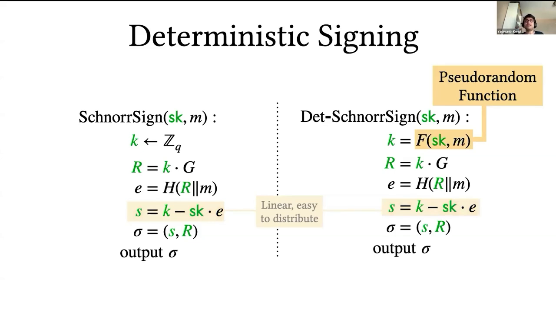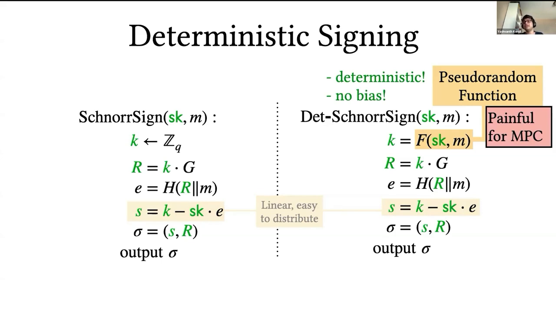And we can use a pseudo-random function instead of sampling it every time. In particular, the pseudo-random function is keyed by some long-term secret key, and it's applied to the message that's being signed to derive this nonce. And this is great. This now means that Schnorr signing is entirely deterministic, and assuming that we use a good PRF, there's going to be no bias in the nonce. That's great, but unfortunately, this is a recurring problem: when we have to compute PRFs inside of MPC, or if we have to use PRFs in a verifiable way in MPC protocols, life becomes painful.